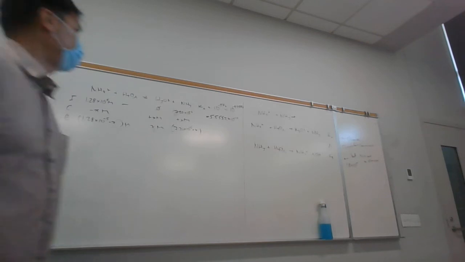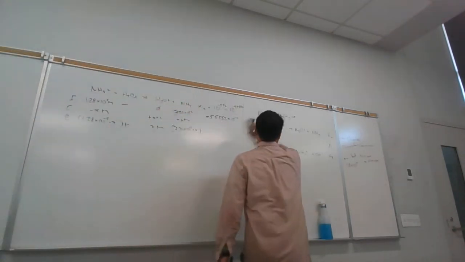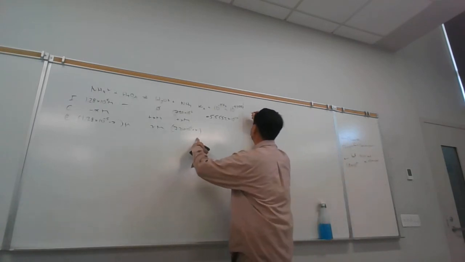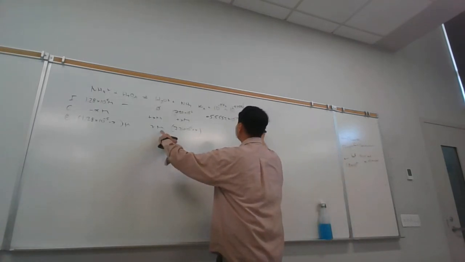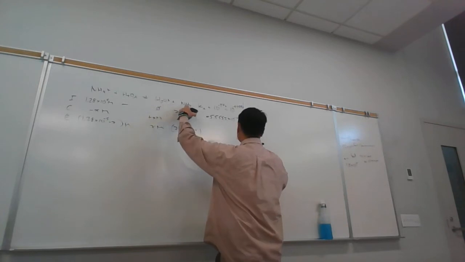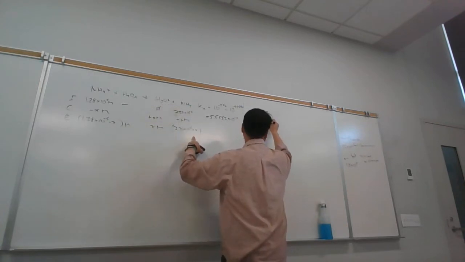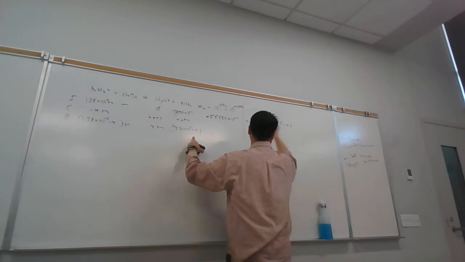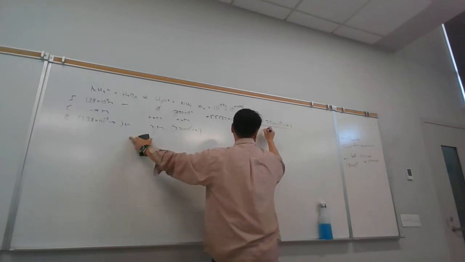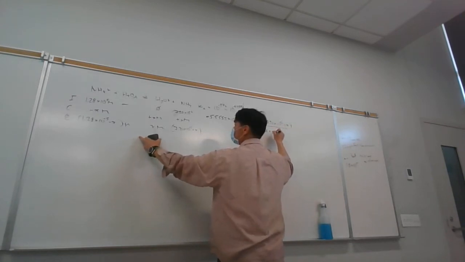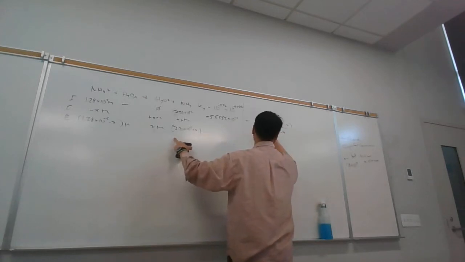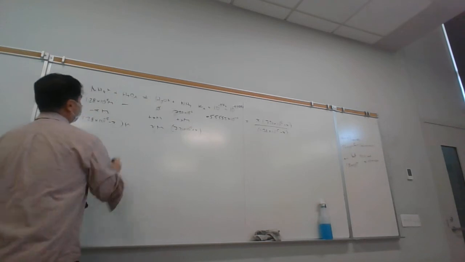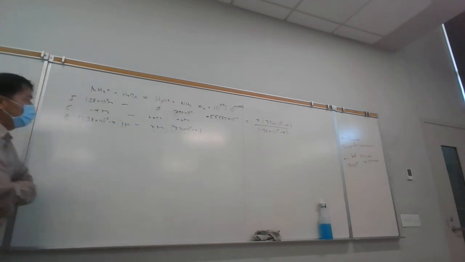Now for the equation here, I'll just plug that in. So this is going to equal x, the hydronium, times the ammonium, which is 7.20 times 10 to the minus 6 plus x, divided by 1.28 times 10 to the minus 5 minus x. So hydronium times ammonium divided by ammonia.